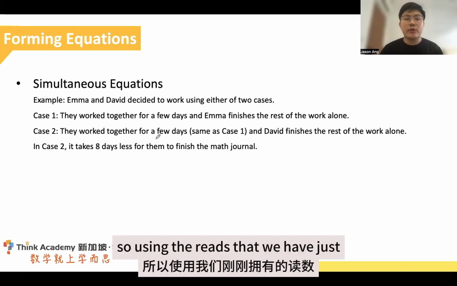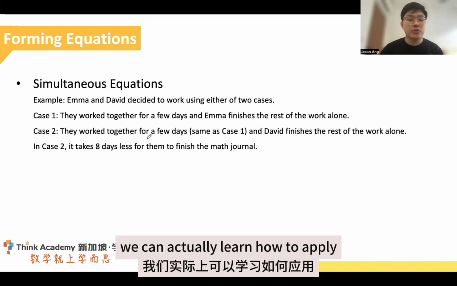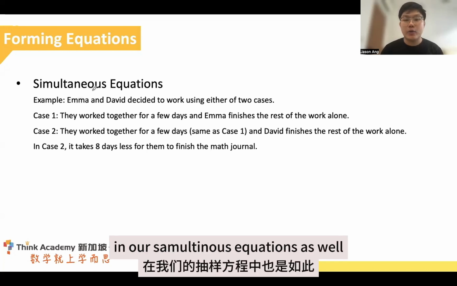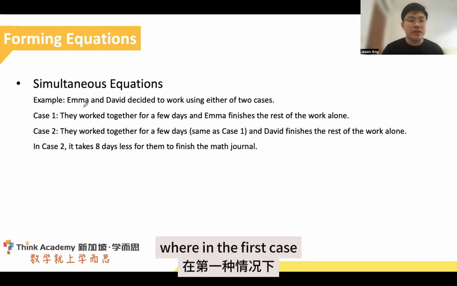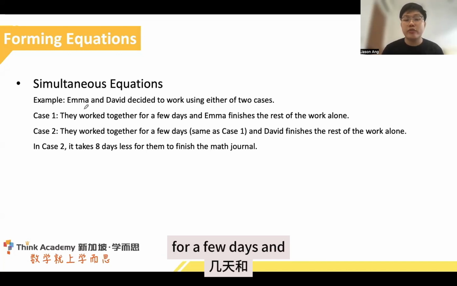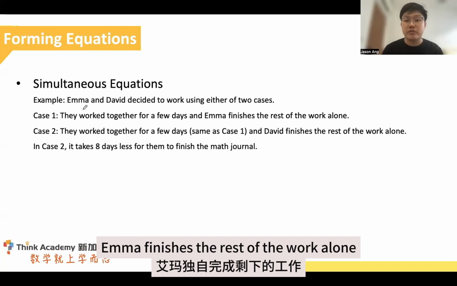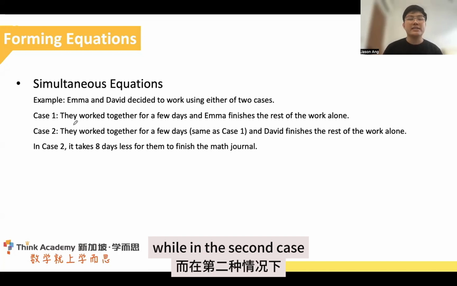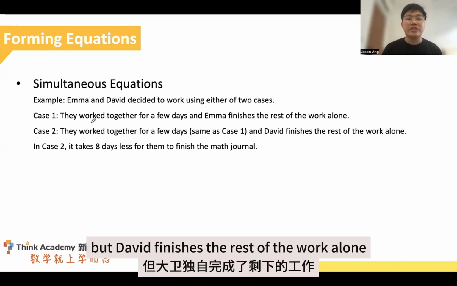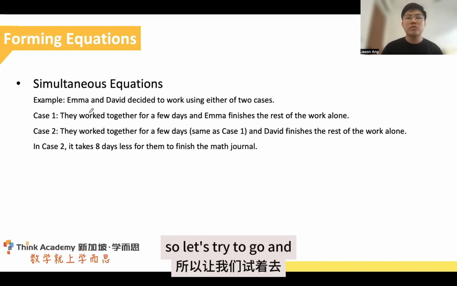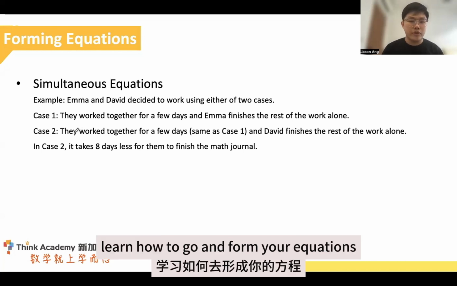So using the rates that we have just formed from the previous section, we can actually learn how to apply them in our simultaneous equations as well. So let's say we have these two examples, where in the first case, they work together for a few days and Emma finishes the rest of the work alone. While in the second case, they work together for a few days, same as case 1, but David finishes the rest of the work alone. So let's try to learn how to form our equations.